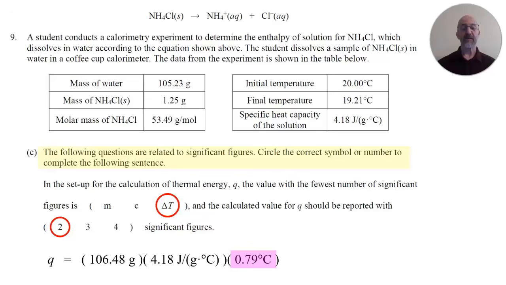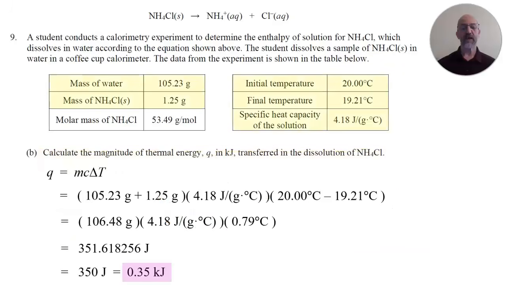Now, in part B of this question, when I did Q equals mc delta T, I got an unrounded answer of 351.618 joules. If I round that number off to two significant figures, I would express that as 350 joules. And when I convert that from joules to kilojoules by dividing by 1,000, that would be 0.35 kilojoules. So the correct answer to question C is delta T and two significant figures. And going back to part B of this question, if we're looking for the final answer with the proper number of significant figures, that would be 0.35 kilojoules.